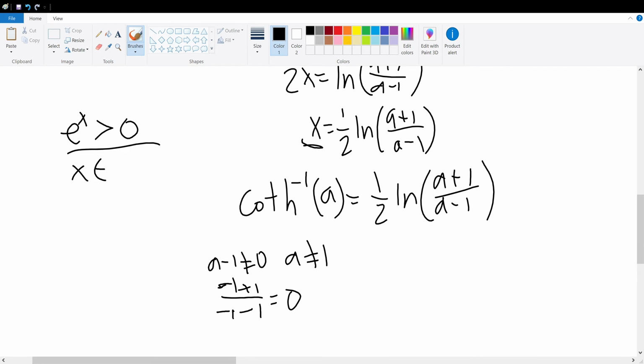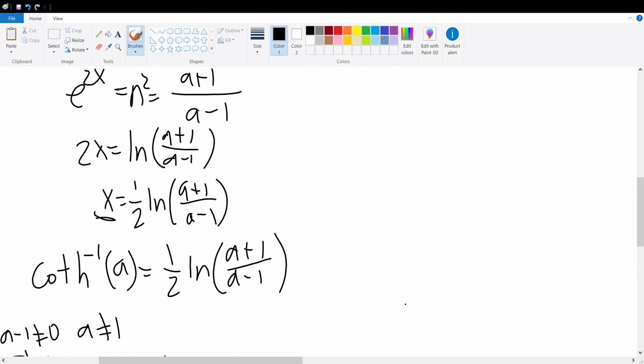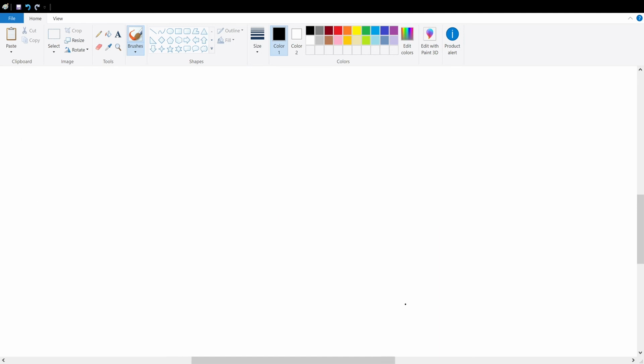X will be all the real numbers. Therefore, when this is equal to 0, when a is equal to negative 1, it won't make sense. Therefore, a cannot be equal to negative 1. And that applies true for only these two scenarios. All the other numbers would work. Why? Because let us take an example right here for (a plus 1) divided by (a minus 1).